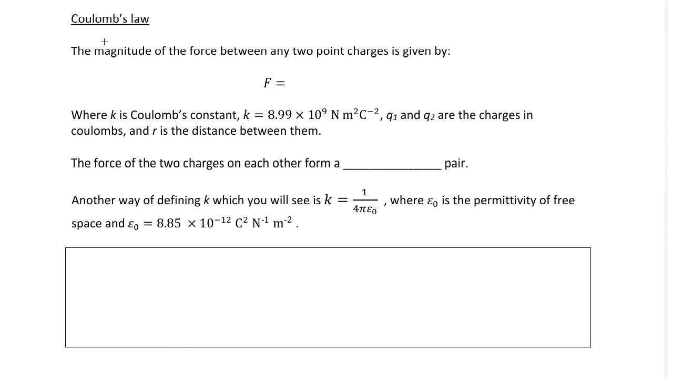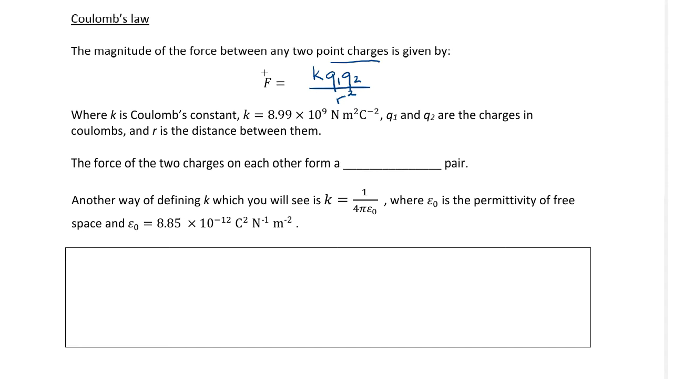We said that the SI unit for charge is the Coulomb, and the law that tells us the magnitude of the force between any two point charges, meaning charges that are infinitely small, is called Coulomb's law, and that's given by the magnitude of the force is equal to a constant k times q1, that's the first charge, times q2, that's the second charge, divided by the distance between them squared.